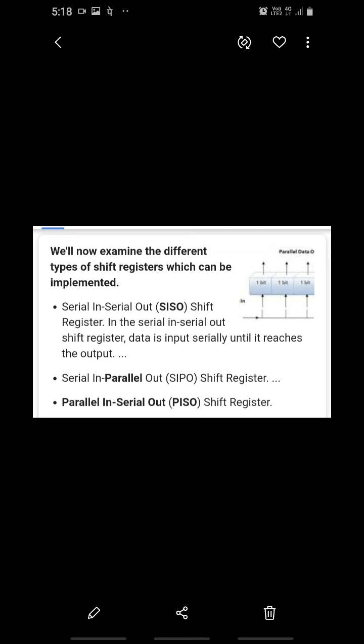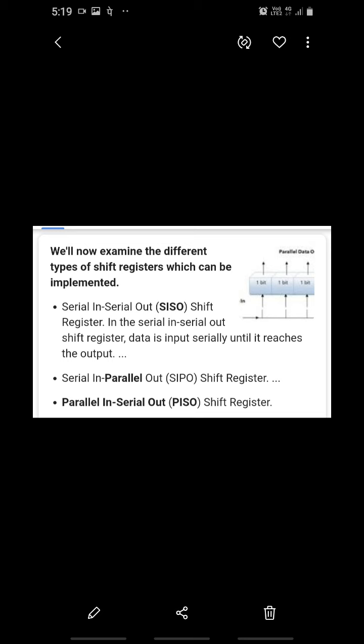A serial in, serial out register introduces time delay in data transmission. The IC 7491 is an example of a serial in, serial out shift register.